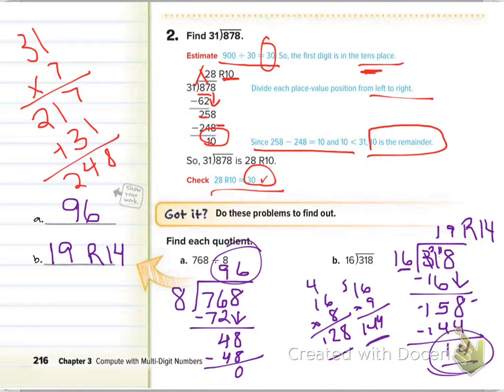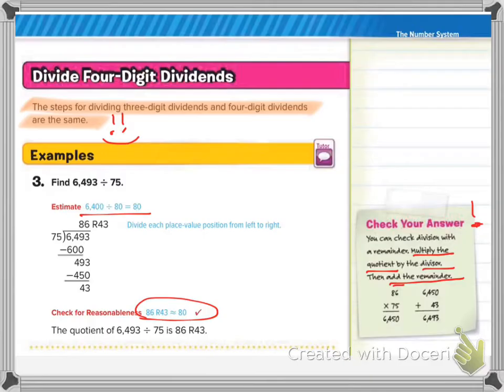My remainder should never be bigger than my divisor, because if it is, that means that my divisor could go in one more time, or more than one more time, into my quotient. Turn the page. Dividing 4-digit dividends is exactly the same concept, just bigger numbers, longer division.